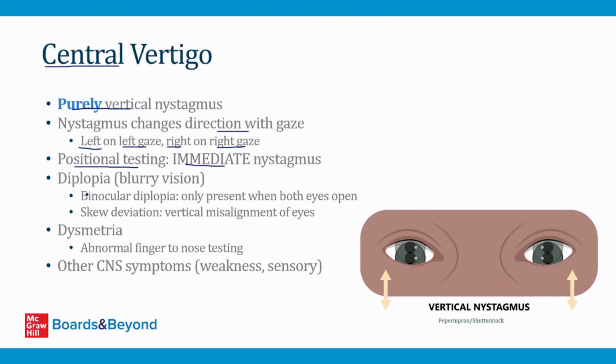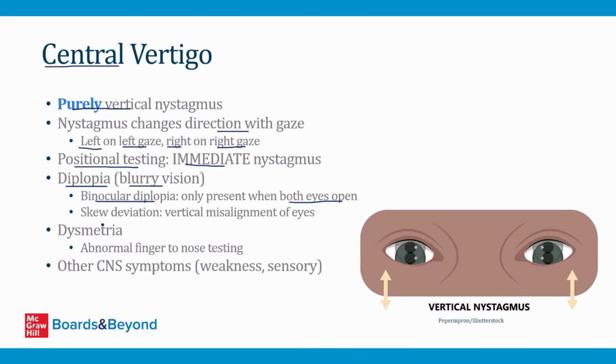Another clinical feature you can see in central vertigo is diplopia or blurry vision. Remember that the vestibulo-ocular reflex keeps the eyes aligned, so if they become misaligned, the patient will complain of blurry vision or diplopia. The type of diplopia that occurs with central vertigo is called binocular diplopia. This means it's only present when both eyes are open, because the problem is misalignment of the two eyes, so they have to both be open for that to be appreciated by the brain. If you cover one eye, there's no more misalignment and the diplopia goes away.